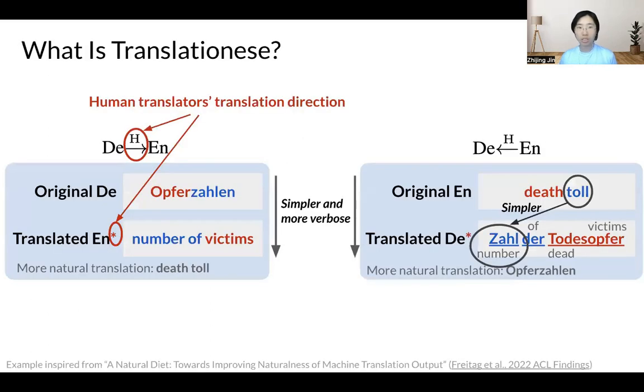So translationese is an artifact that usually happens in the human translation process. Normally, given a certain language pair, we make the example of German and English here. There are two ways to collect the data. One is to collect original German data and then human translations into English. The other way is original English and translations into German. So we use the star to represent the translated text, which is translationese here. An observation is that translationese tends to be simpler and more verbose.